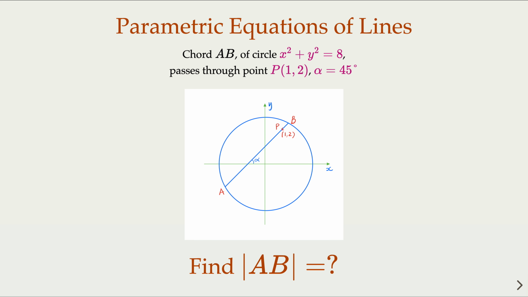We use the method of parametric equations for straight lines in solving this problem. In the setup here, I have a circle, a point inside the circle, and a chord passing through the point with inclination angle of 45 degrees. We try to find the length AB.